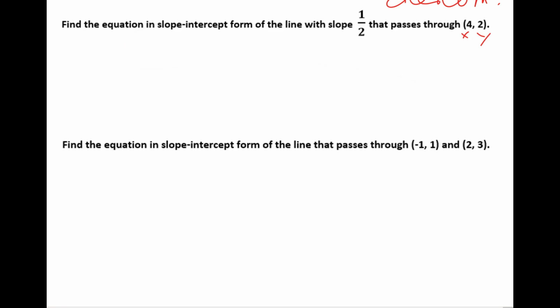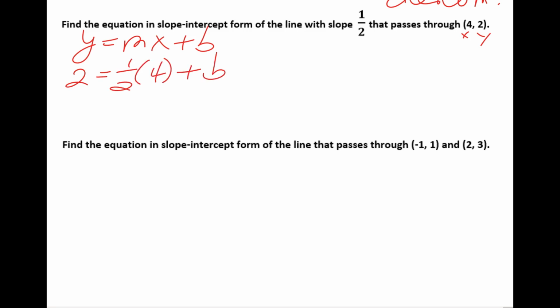So I labeled, and now I'm going to write y equals mx plus b. And then now I plug in. So my y is 2, my m is 1/2, my x is 4, plus b. I get 2 equals half of 4, which is 2, plus b. Subtract 2, subtract 2. b is equal to 0.